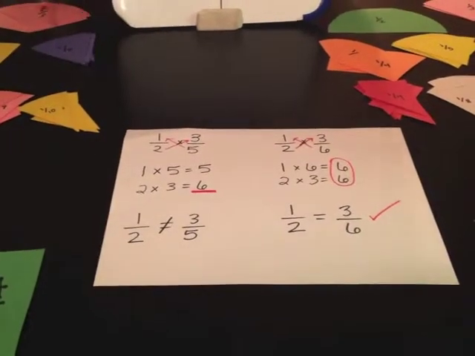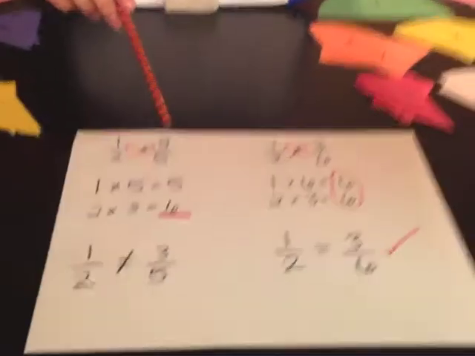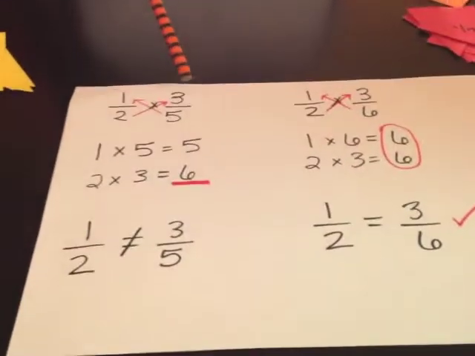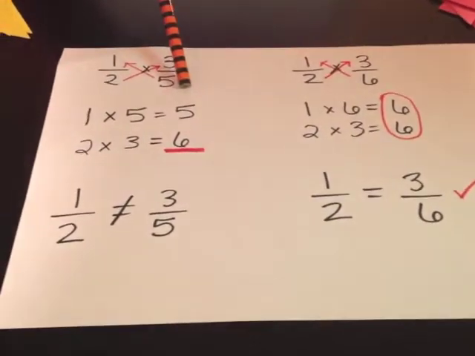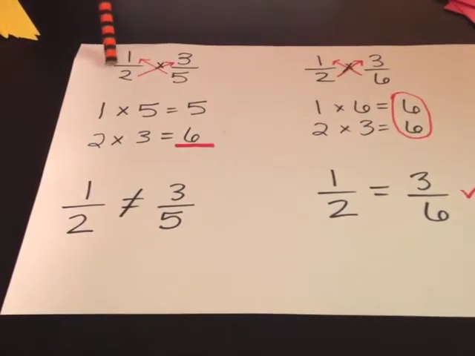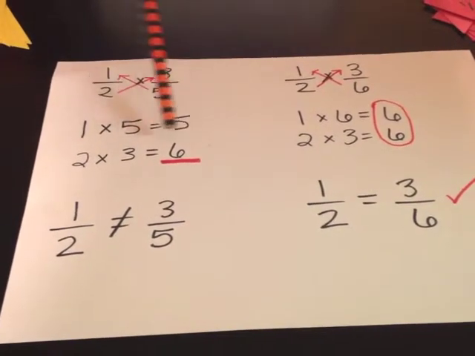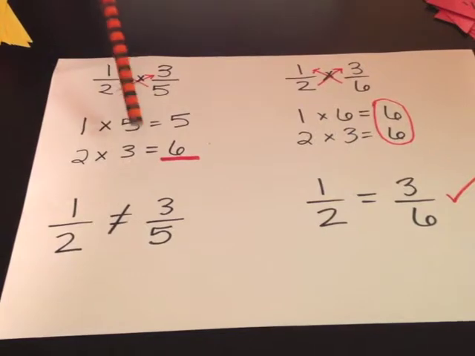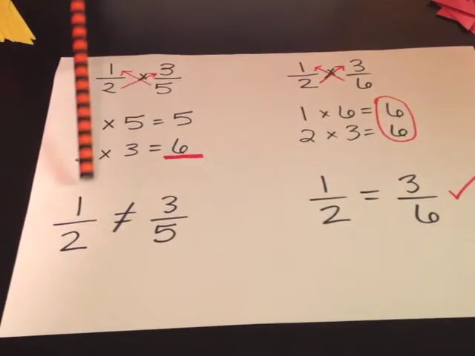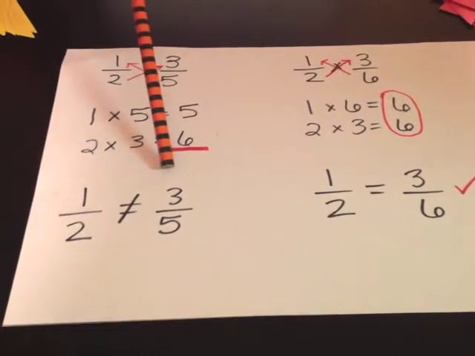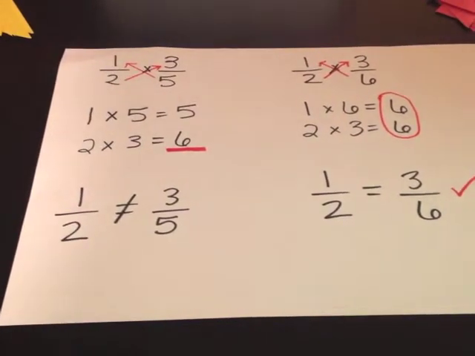So let's review. 1/2 and 3/5. We multiply 1 times 5 equals 5, and then multiply 2 times 3, which equals 6. In this situation, 6 is bigger than 5. So 1/2 and 3/5 are not equivalent fractions.